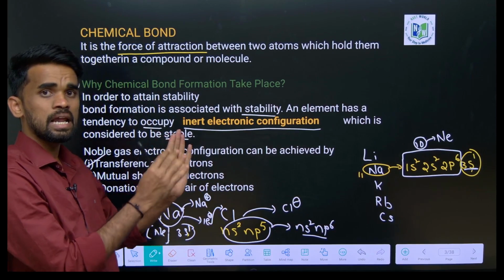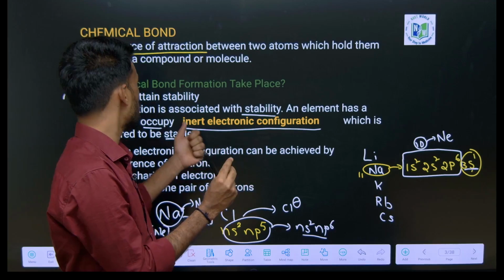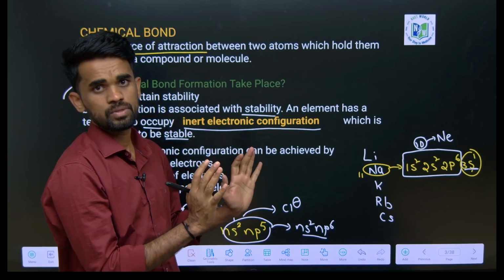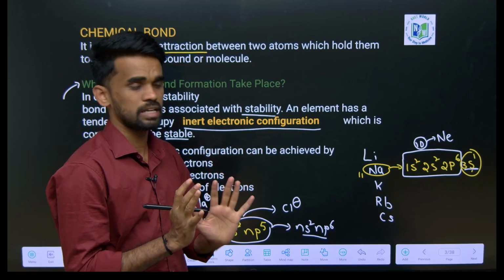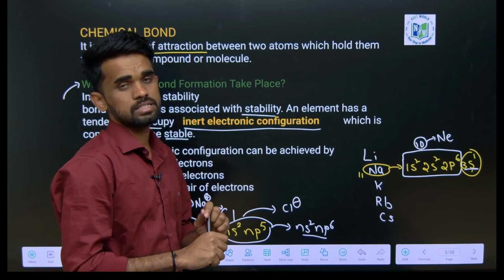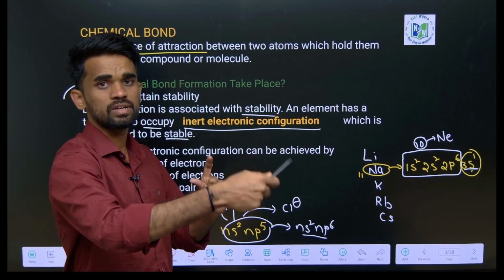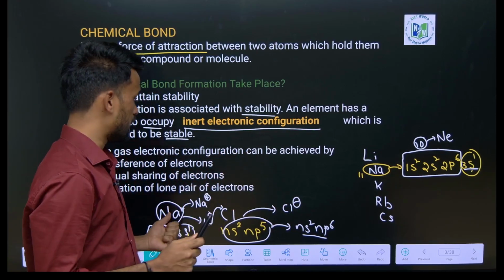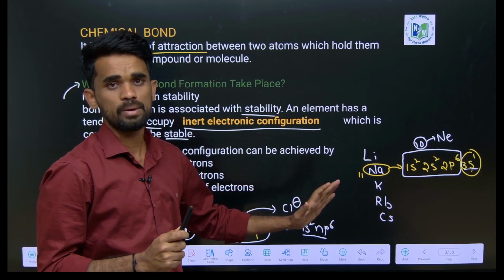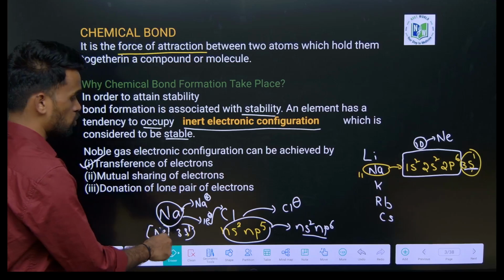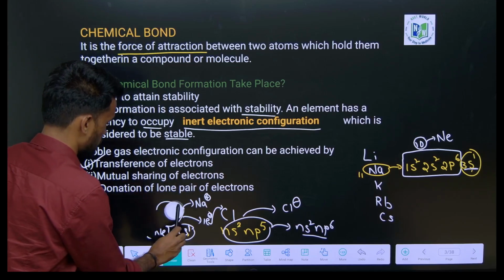So between a metal and non-metal, ionic bond formation always takes place. This is a general statement we can give for metals and non-metals. Between metal and non-metal, ionic bond formation takes place by transfer of electrons. For example, you can take NaCl formation. We will discuss that in detail after some time.